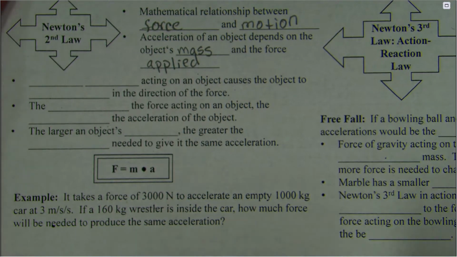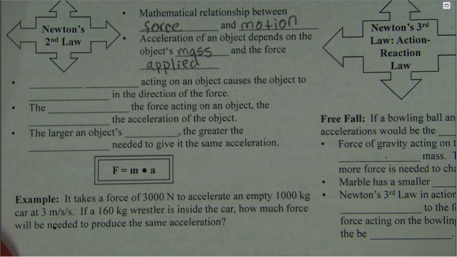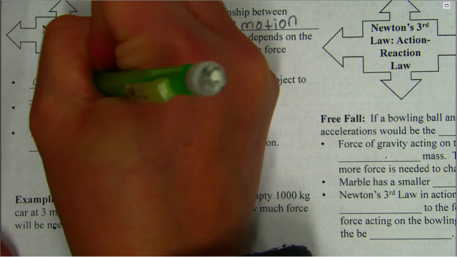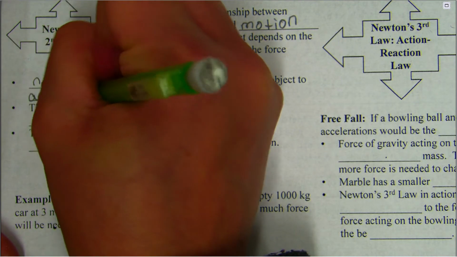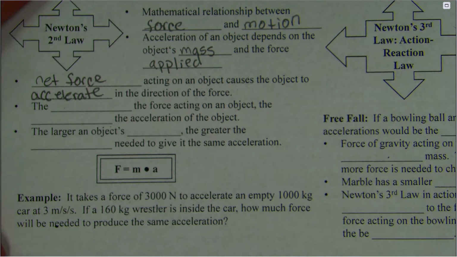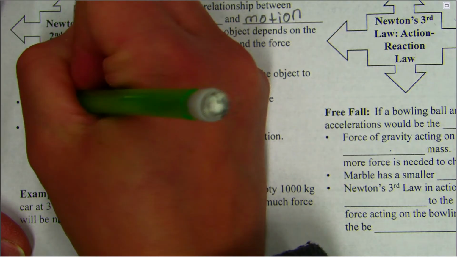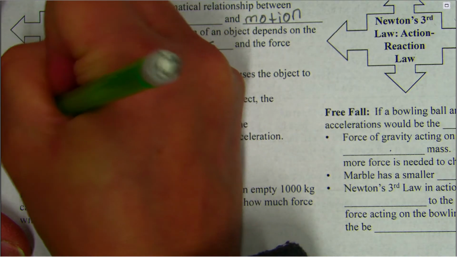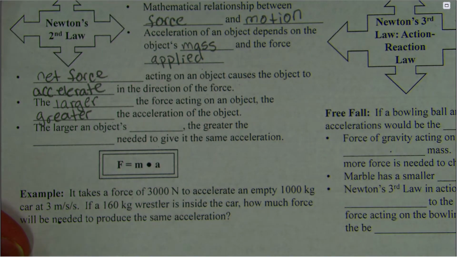So the net force acting on an object is going to cause that object to accelerate in the direction of the force. And we've already talked about this a little bit when we talked about Newton's first law. We looked at net force and we looked at the movement of my pencil. So the larger the force acting on the object, the greater the acceleration is going to be. And this kind of makes sense, right? If you put a larger force on something, then it's going to have a greater acceleration.